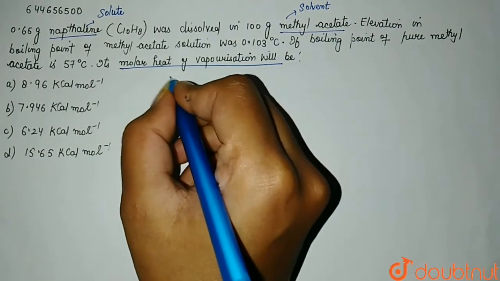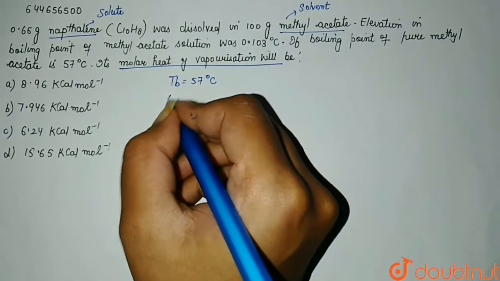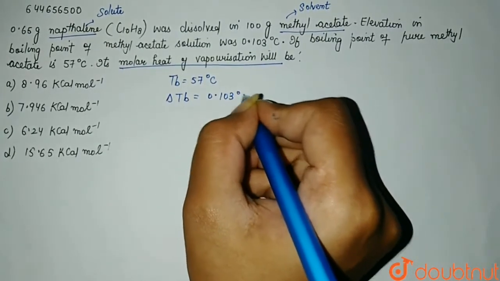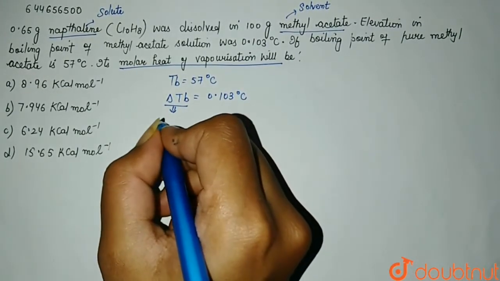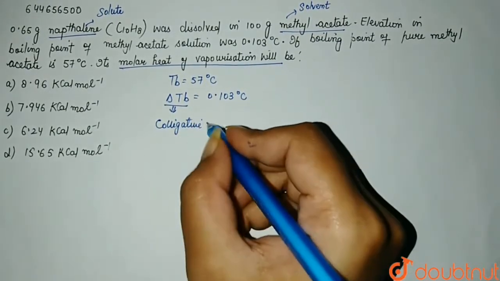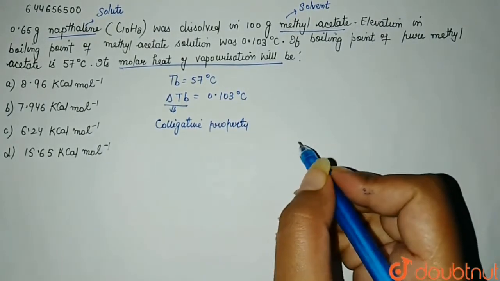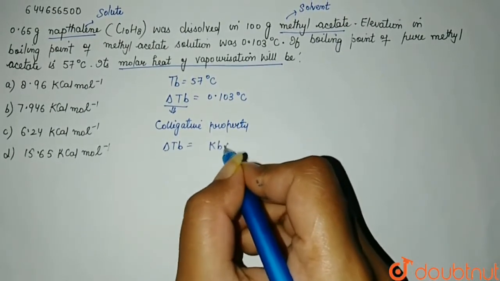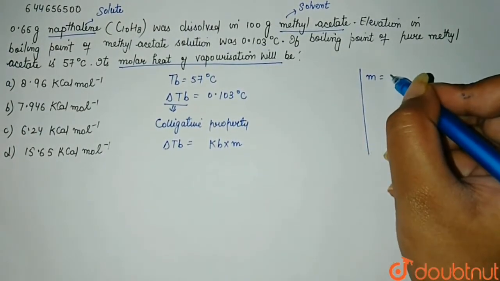We have been given your Tb, that is the boiling point of your solvent, that is 57 degrees Celsius. Elevation in boiling point, that is 0.103 degrees Celsius. Now this elevation in boiling point is a colligative property which only depends on your number of moles, not on the nature. Now if you see your delta Tb, we know that is equal to Kb into m. Here what is your m? Your m is the molality.